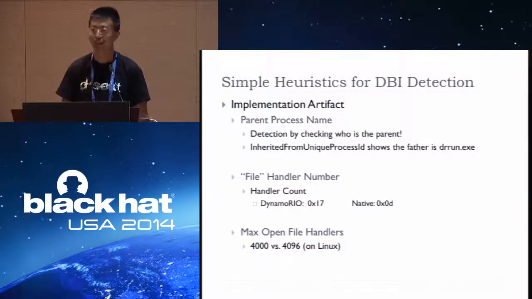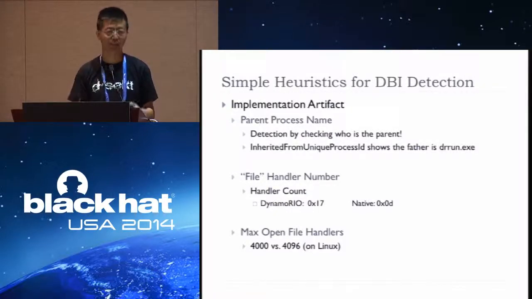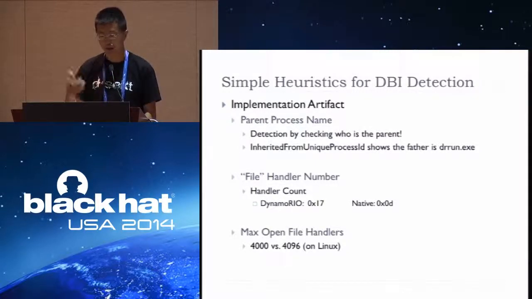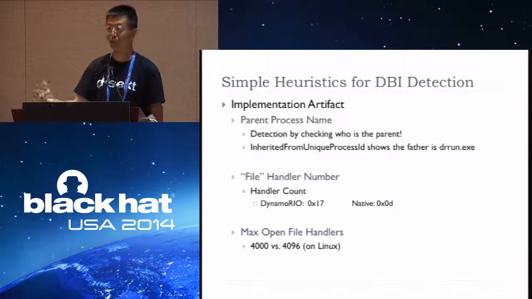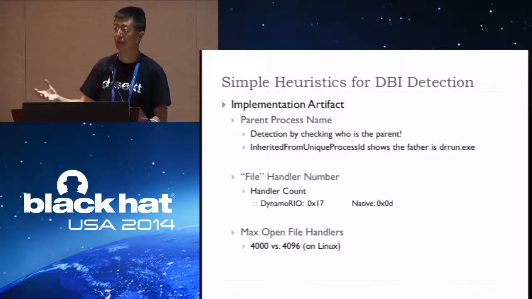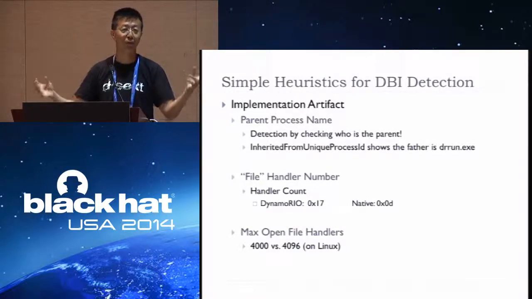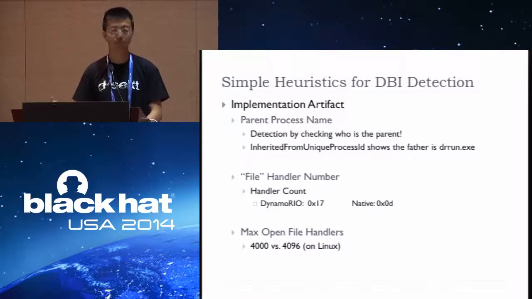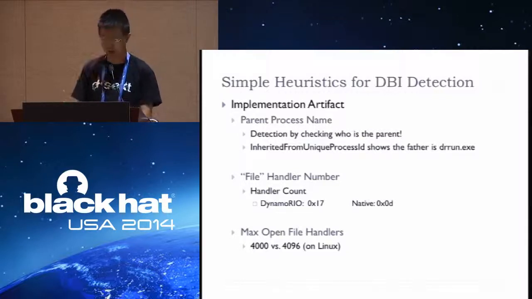That's the easy one. If you look at, for example, the first file handle you get, because DynamoRIO also has to use some resources, under DynamoRIO we got 0x17 as the first handle. If you run this program natively on the native system, you get a smaller number. Similarly, when we run a program on Linux and check the maximum number of open file handles, you would typically imagine a number like 1024 or 4096, a power of 2. Well, DynamoRIO gave a weird number like 4,000. So all those are clues.